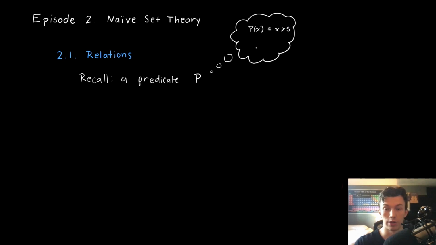And then we had two different propositions. We had P of 10 and P of 5, and each of these is a proposition. The first one has the value true, and the second one has the value false. Okay, so those are examples from the last episode. So that's a predicate.